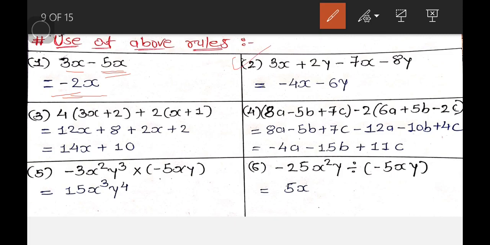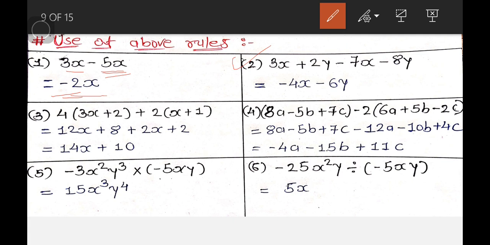In the second example, 3x plus 2y minus 7x minus 8y. Here we have to do addition or subtraction of similar terms, and we know that in dissimilar terms addition and subtraction is not possible.